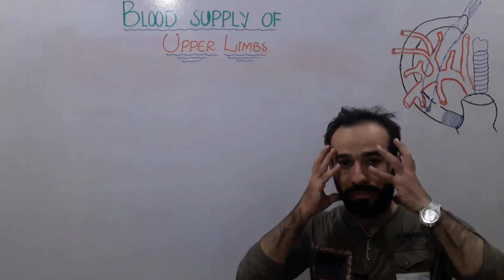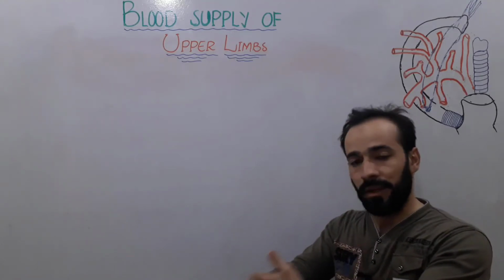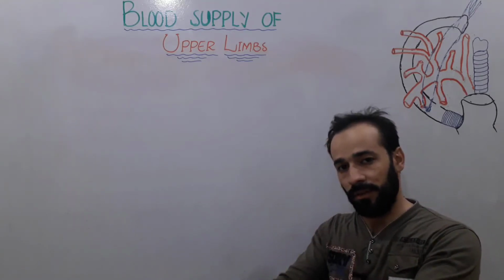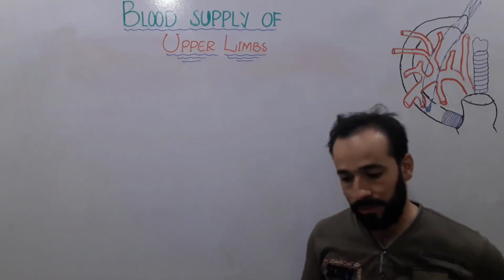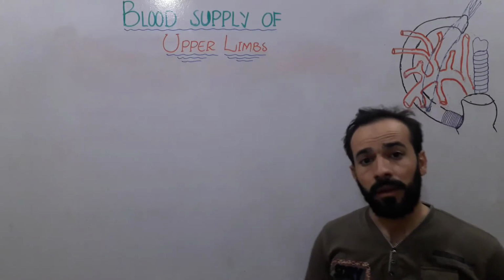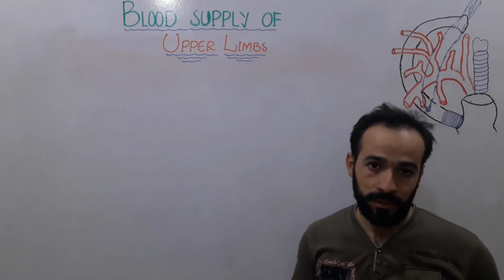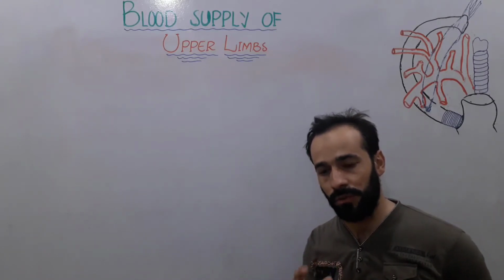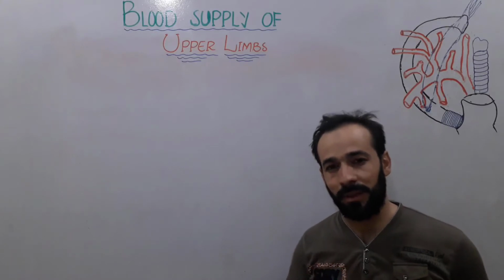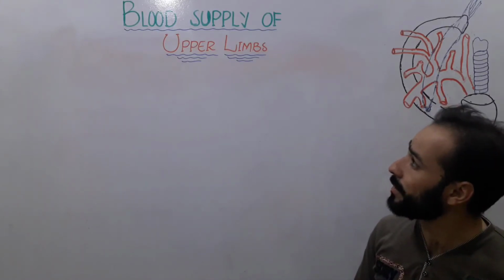Now after the facial region, I'm going to discuss the arterial supply of the upper limb, right? After that, we will discuss the blood supply of the lower limb. And then, inshallah, we'll go further and further, and I will try to cover all the blood supply of the whole body, right? So be with us. We are recording about the circulatory system.